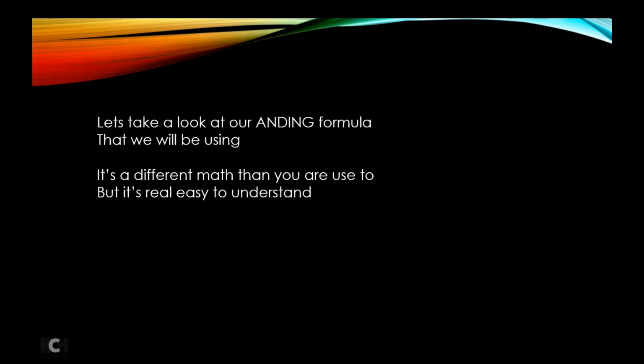Let's take a look at our ANDing formula that we will be using. It's a different math than you are used to, but it's really easy to understand. What is ANDing? 0 AND 0 equals 0, 0 AND 1 equals 0, 1 AND 0 equals 0, 1 AND 1 equals 1. So 3 out of the 4 possibilities give us zeros, which in binary means no or turned off, and only one of the 4 gives us a positive, or 1, which means yes or turned on.